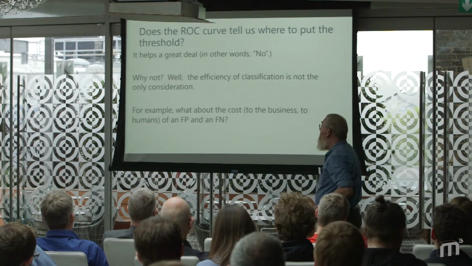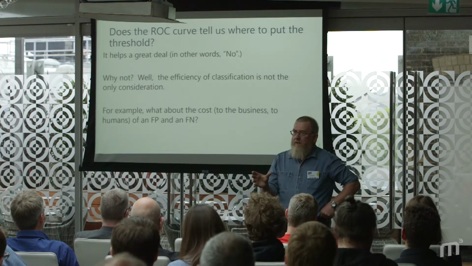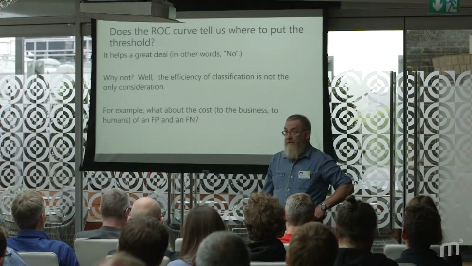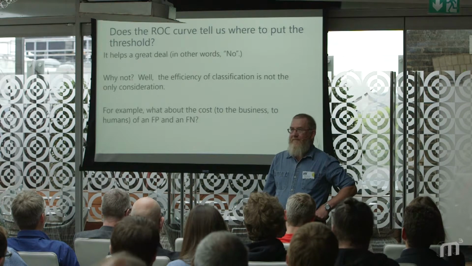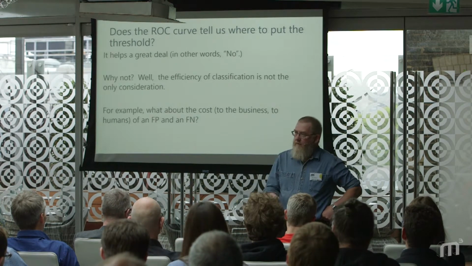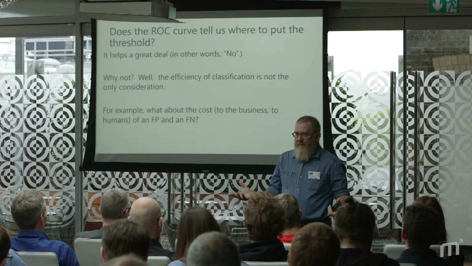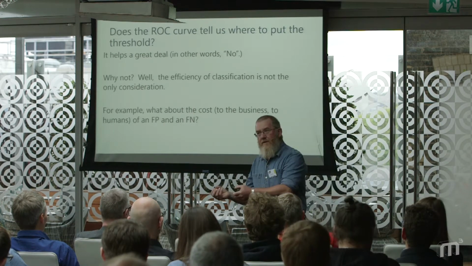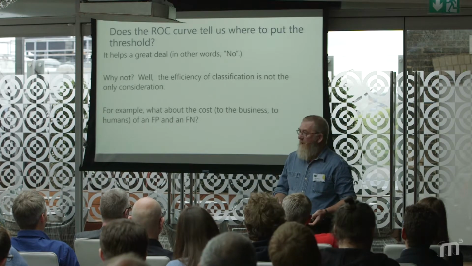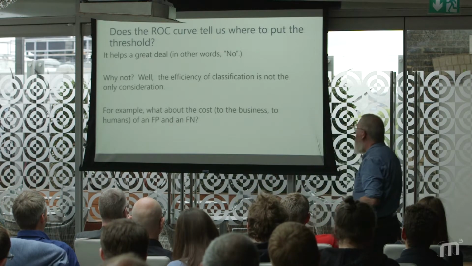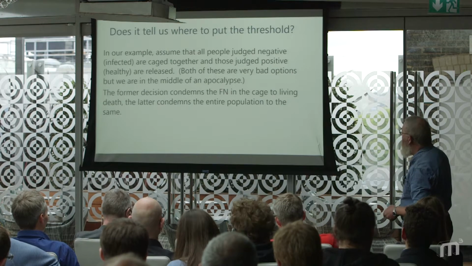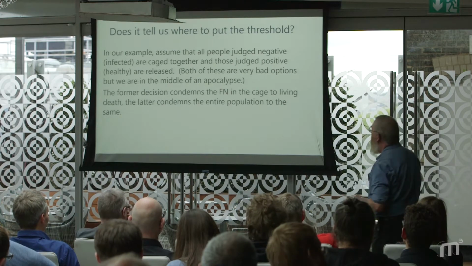So, does the ROC curve tell us where to put that classification? No, it doesn't. It's a help, and it gives you more information. But what it doesn't bear any thought about is what's the cost of a false positive and what's the cost of a false negative. What do these things actually cost you? And, of course, if you're dealing with zombies, well, where are we?